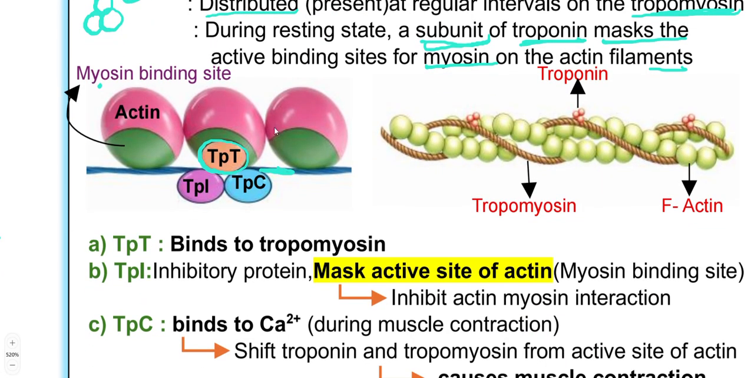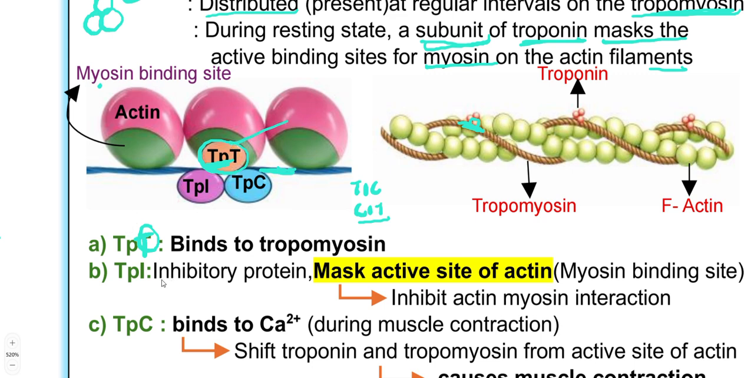Now see here. What are the 3 subunits? You can remember it as TIC, TIC, or CIT, SIT, whatever way you want to remember. ठीक है? नाम में ही है. TnT means troponin T, that is for tropomyosin. Tropomyosin is going to bind. My bad, T is for the tropomyosin. So TnT, that means this subunit of troponin is going to bind to what? It is going to bind to the tropomyosin. So if this is a tropomyosin, the subunit which is binding to the tropomyosin is the TnT.